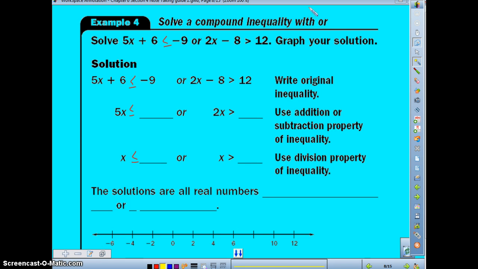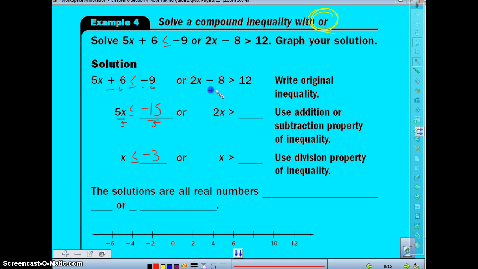This time we have an or statement. We have 5x plus 6 is less than or equal to negative 9, or 2x minus 8 is greater than 12. Graph the solution. We write the inequalities; basically, we're just solving these out. If I subtract 6, I have 5x is less than or equal to negative 15. Divide by 5, divide by 5. x is less than or equal to negative 3.